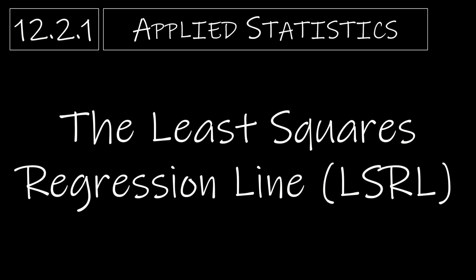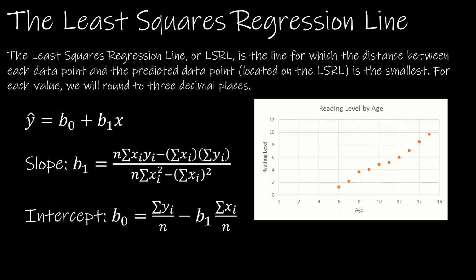In this video, we're going to take a look at the least squares regression line, or the line of best fit. So essentially, the least squares regression line, or LSRL, is the line for which the distance between each data point and a predicted data point is the smallest.